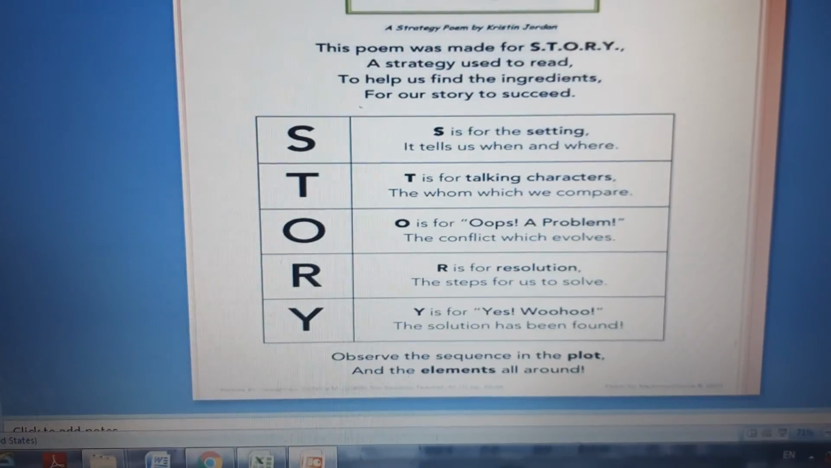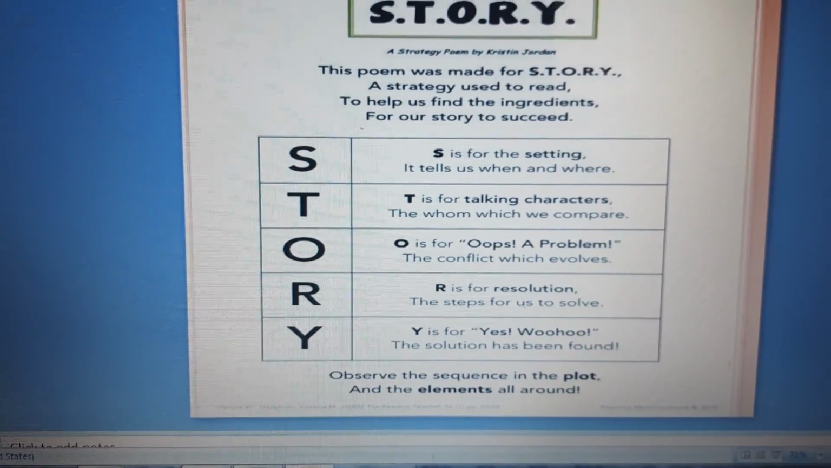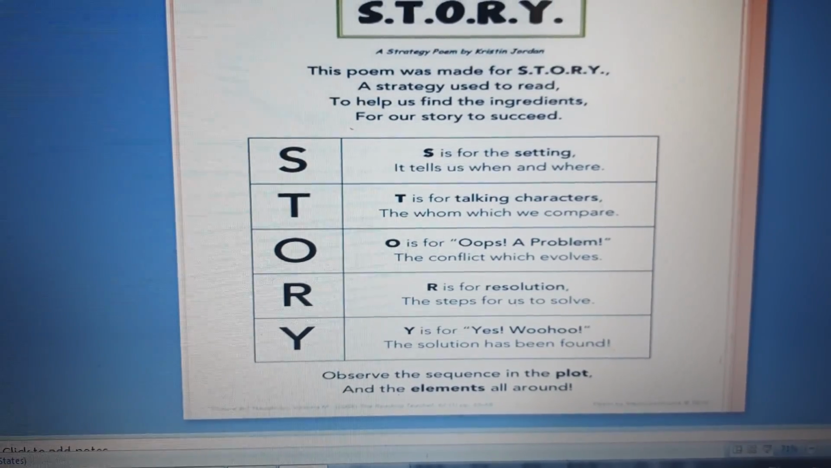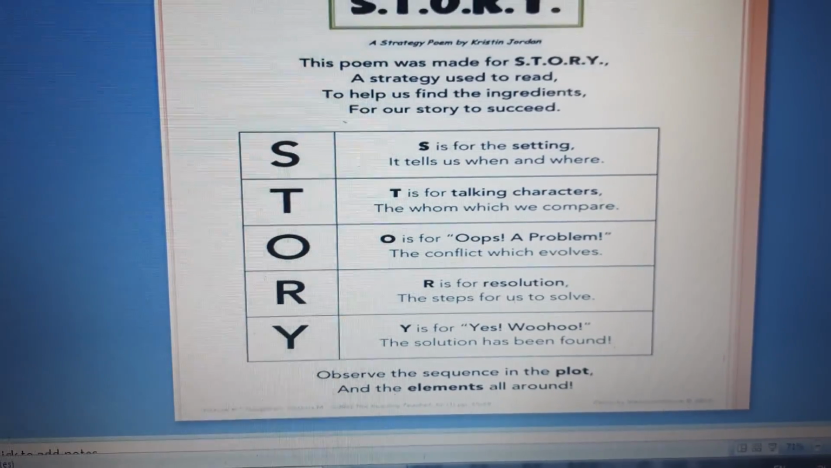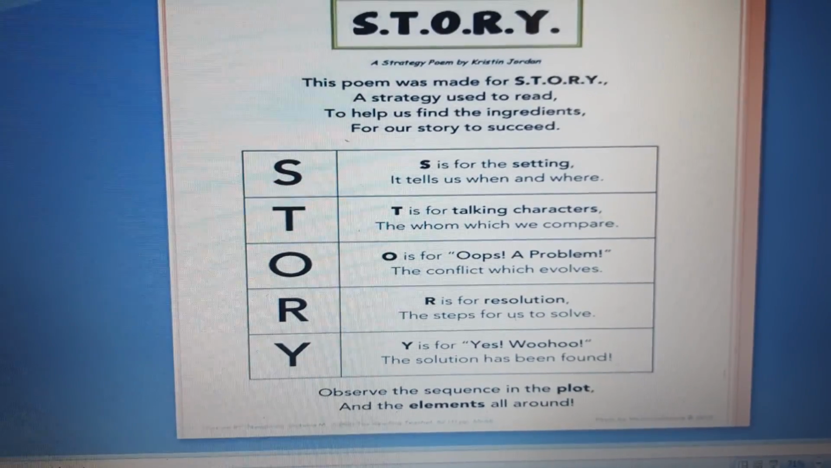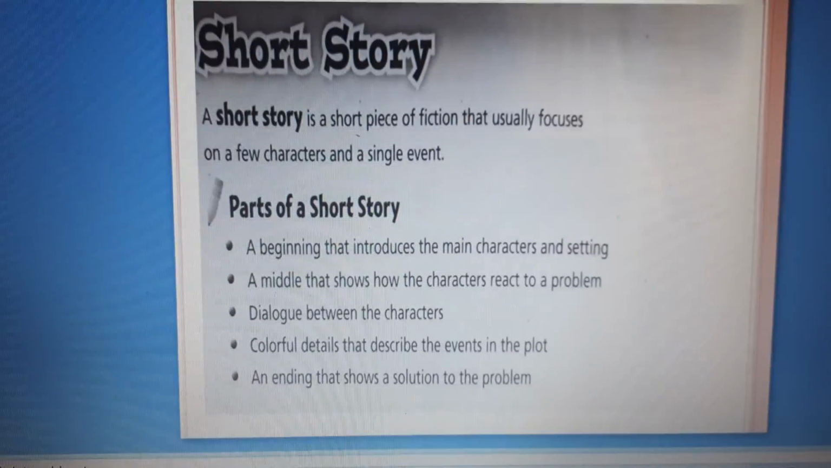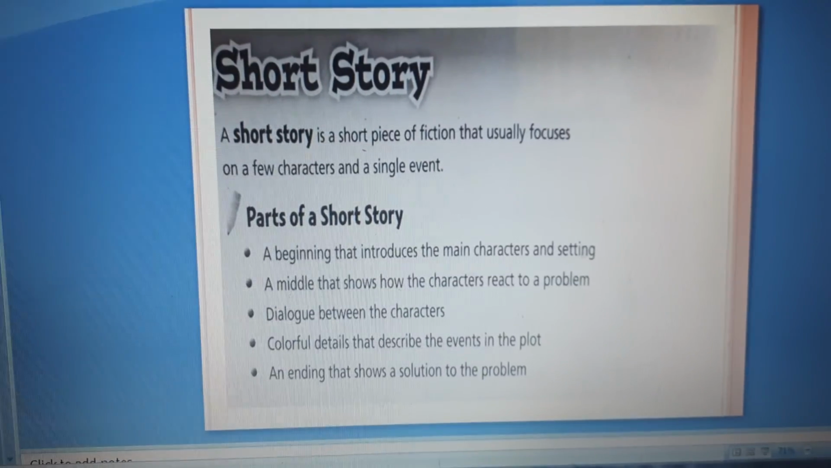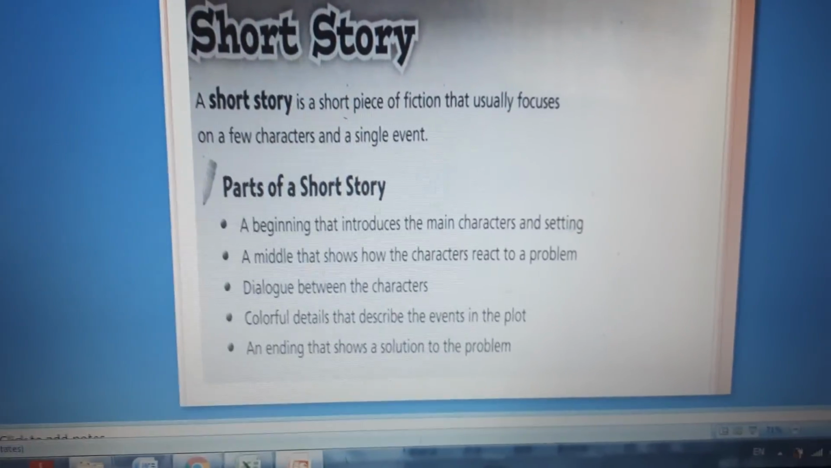T is for talking characters, the whom which we compare. Oh, oops, a problem, the conflict which evolves. R is for resolution, the steps for us to solve. Y is for yes, woohoo, the solution has been found. Okay, so a short story is a short piece of fiction that usually focuses on few characters and a single event.